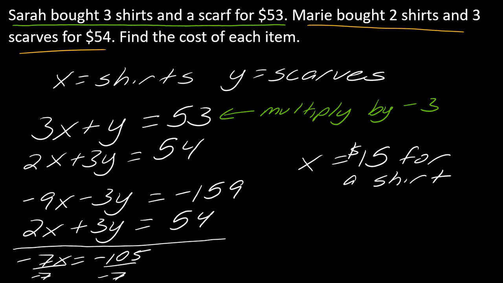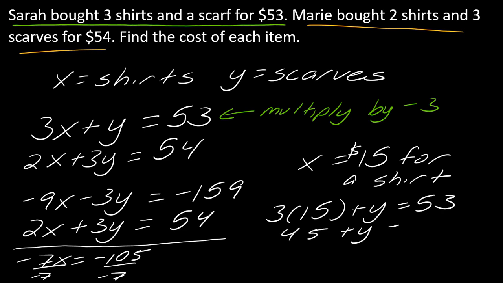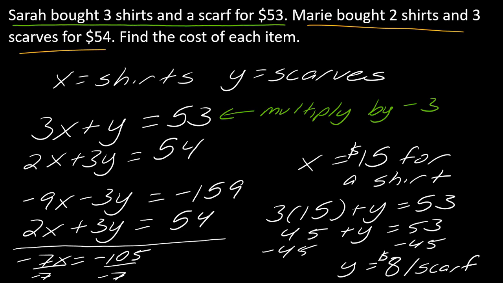So that's $15 for a shirt. And now I have to determine y here, so I can plug this back into the first equation. So let's see, I'll take 3 times 15 plus y equals 53. So I have 45 plus y equals 53. Subtract off the 45 to get y equals 8. And so that would be $8 for a scarf.